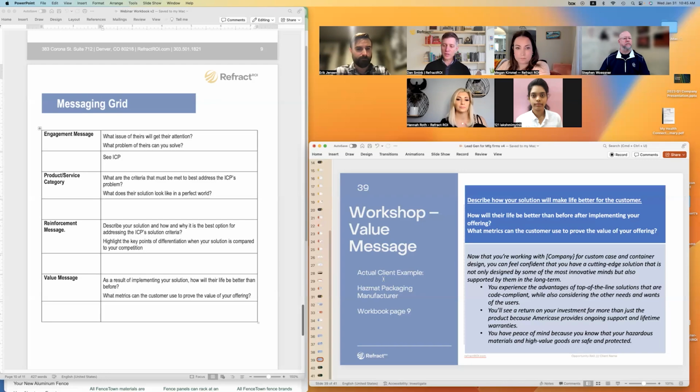So now that you're working with us for custom case and container design, you can feel confident that you have a cutting-edge solution that is not only designed by some of the most innovative minds, but also supported by them in the long term. You experience the advantages of top-line solutions that are code compliant while also considering other needs and wants of the users.